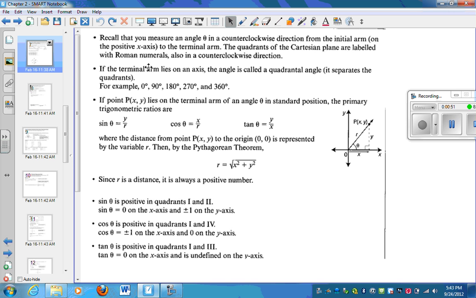If the terminal arm lies on an axis, the angle is called a quadrantal angle. Not that important, but 0, 90, 180, 270, 360. If point x, y lies on a terminal arm in standard position, the primary trig ratios are sine is y over r, cos is x over r, and tan is y over x.